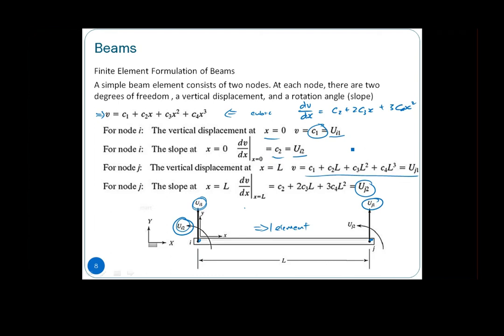So let me show you how. Let me derive it out. Initially we have v equal to c1 plus c2x plus c3x squared plus c4x cubed, right? So we want to determine what c1, c2, c3, c4 are.